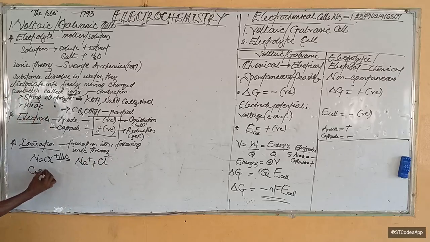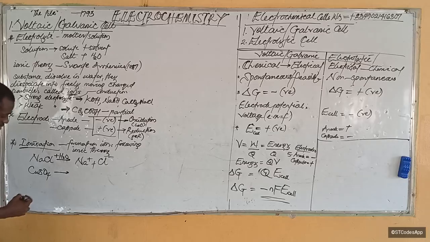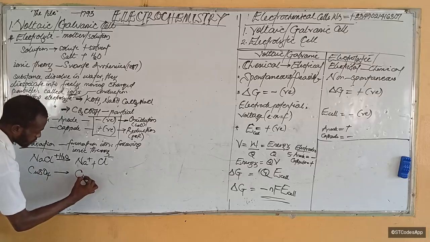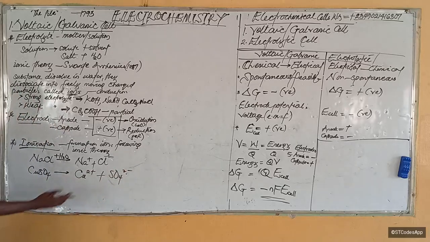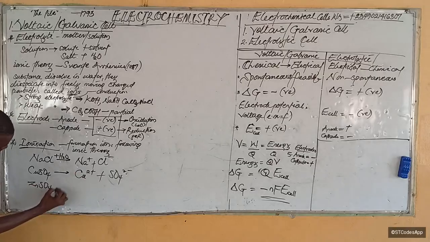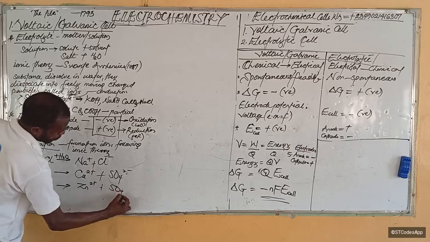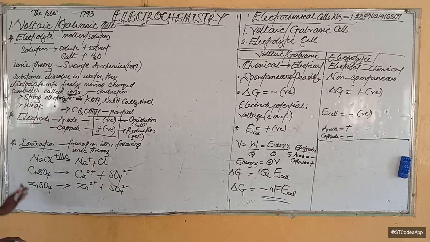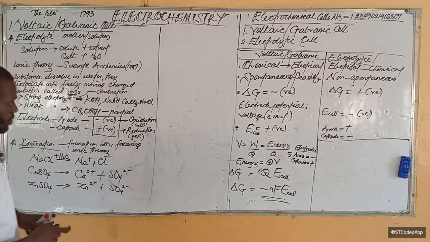We are going to be dealing with copper sulfate in our galvanic cell. Copper sulfate, for example, when it dissociates, becomes Cu2+ and SO4 2-. Is that clear? How about zinc sulfate? When it dissociates, it becomes Zn2+ and SO4 2-. Is that clear? So this is how to ionize substances. You must put the charge because ions are charged particles. When an atom becomes charged, it forms an ion.